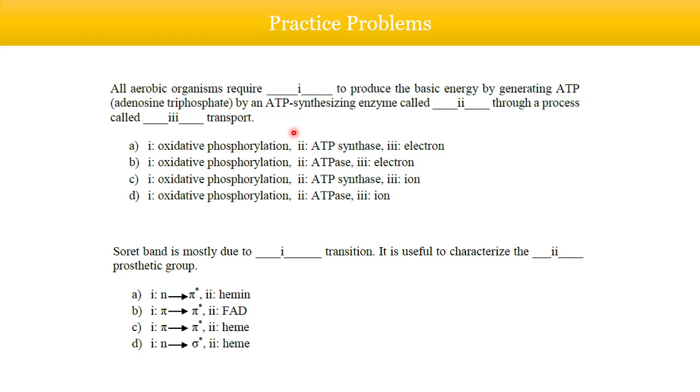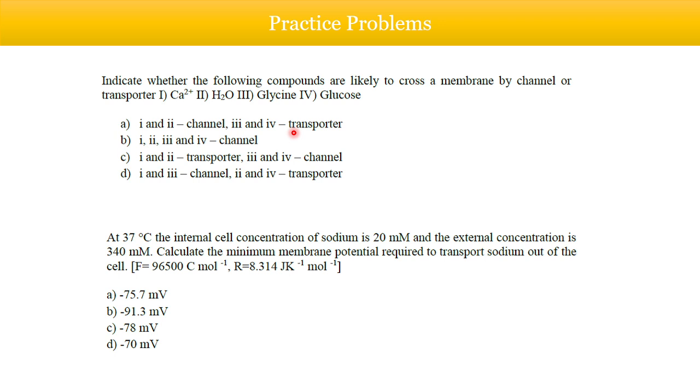Pi to pi star. Pi to pi star, very good. So there is a pi to pi star transition that is happening within the porphyrin ring, in the heme prosthetic group. So it is a characteristic of this heme prosthetic group, which is also a porphyrin derivative found in hemoglobin and cytochromes. So option C is the correct one.